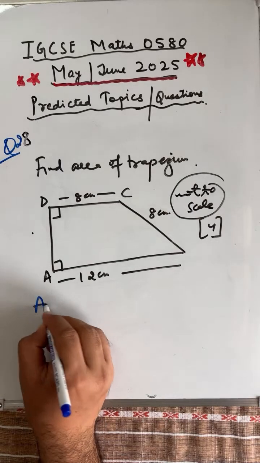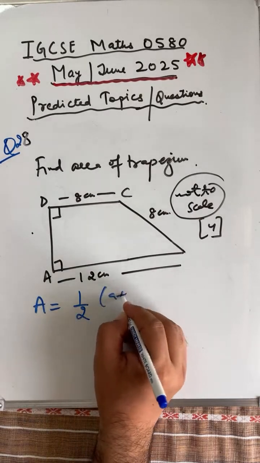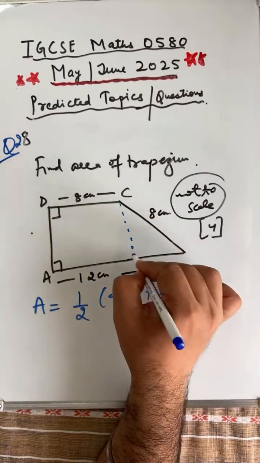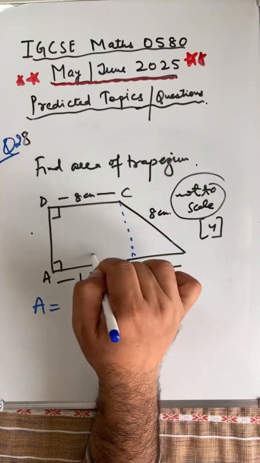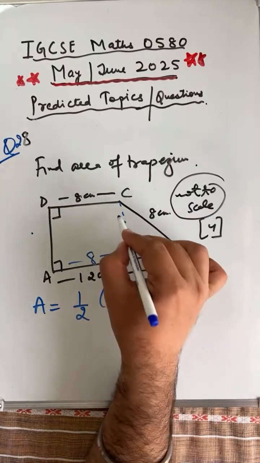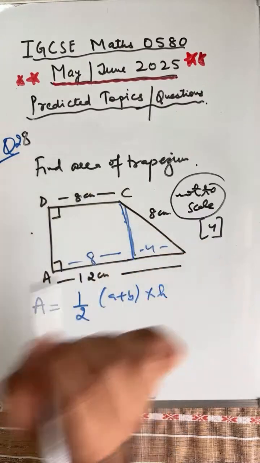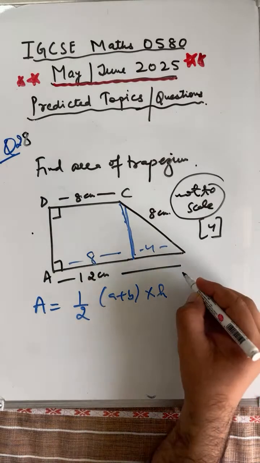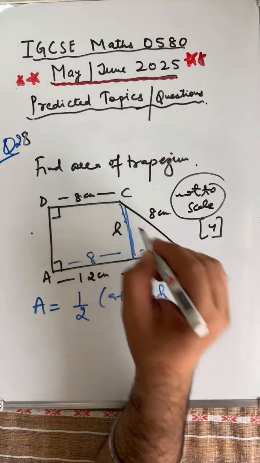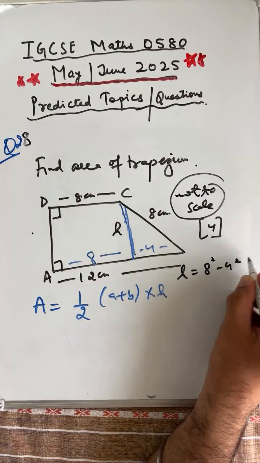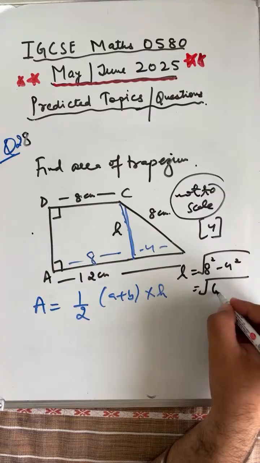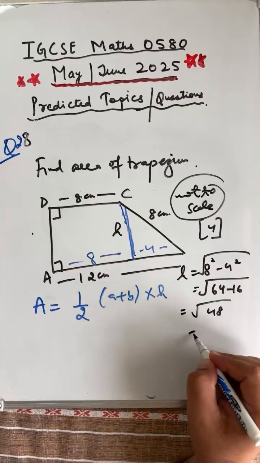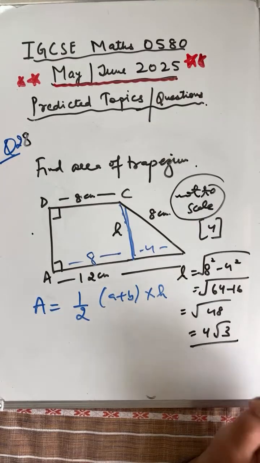Now area of trapezium is given by 1 by 2 (a plus b) into h. Now h is not given to us. This is 8, this is 12, this will be 8 and this will be 4. So we will be finding this height by using Pythagoras theorem. So h will be the height, this height will be the square root of 8 square minus 4 square, 64 minus 16, 48. This can be written as 4 root 3.